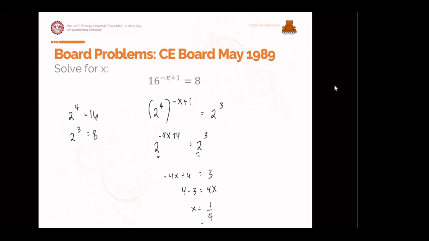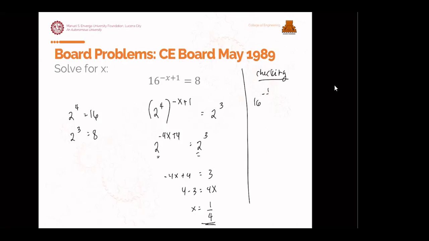So ito daw yun. Ito daw yung sagot niya. Pero to make sure kung yan talaga yung sagot, baka mamaya sa choices, malito ka. May 1/2, may negative 1/4, may 1/4, and may negative 1/2. Check mo ngayon. Perform lang ng simple checking lang. No? Kasi medyo mahaba naman yung time mo.